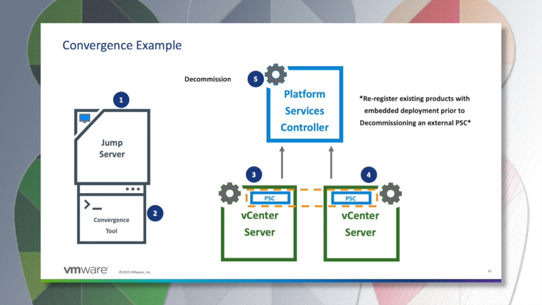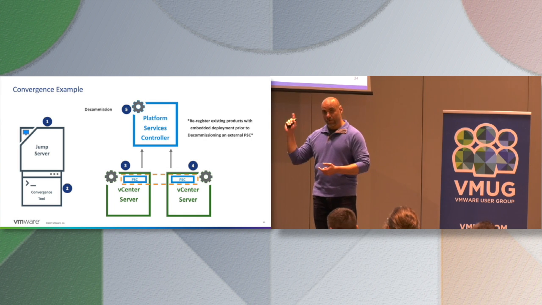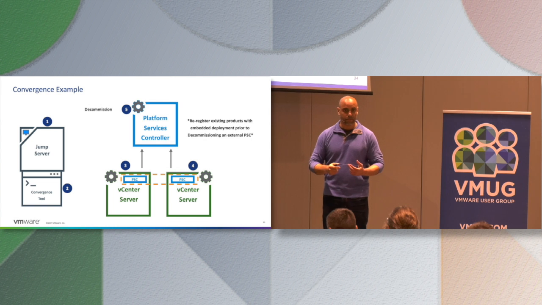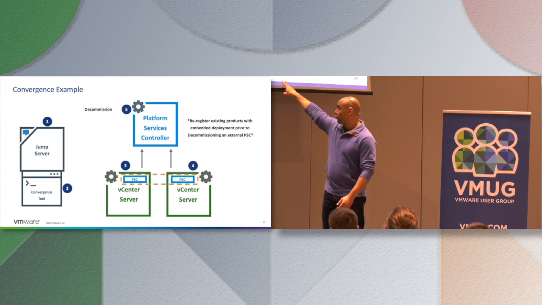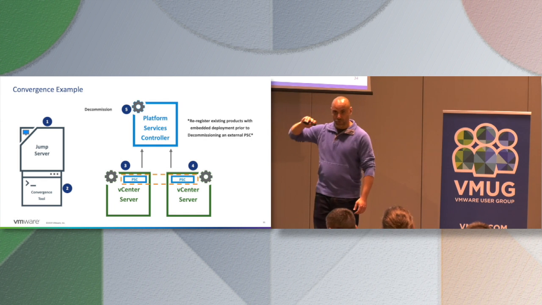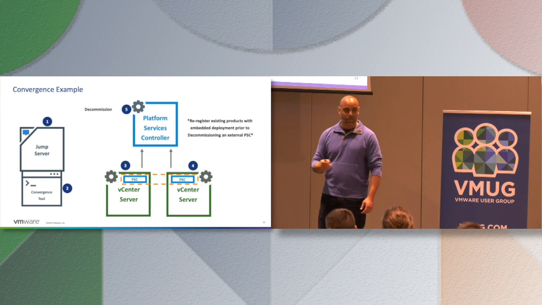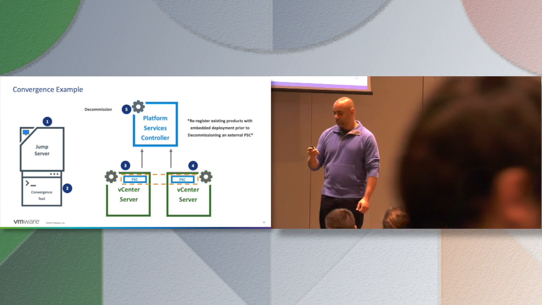The next step is I may have other products that are registered with the PSC using authentication. So things like SRM, vROps, HCX, NSX will leverage the PSC for authentication. Well, before I decommission, I need to re-register them with one of these embedded deployments. Make sure you do that, otherwise you'll find out fairly quickly those products won't work.